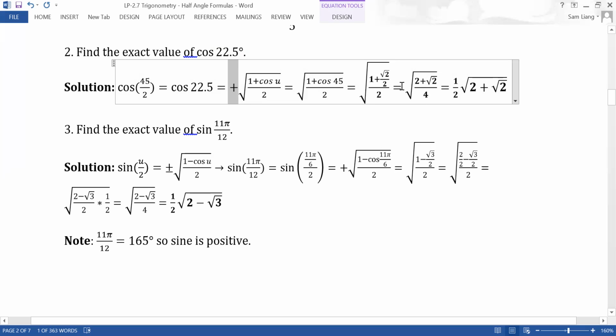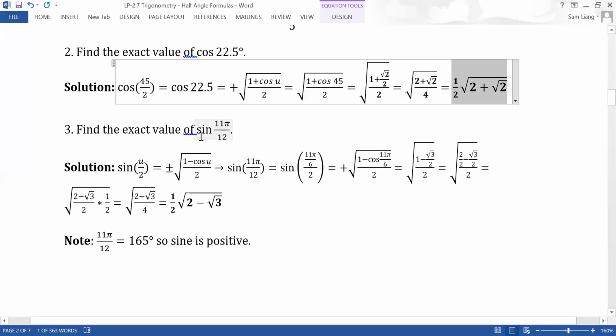Okay, so we get this after simplifying. And then from there, we simplify further. We can simplify the denominator, right? Because root 4 is 2. So this will just come out to 1/2 times root 2 plus root 2. Okay, that's your final answer for 2.